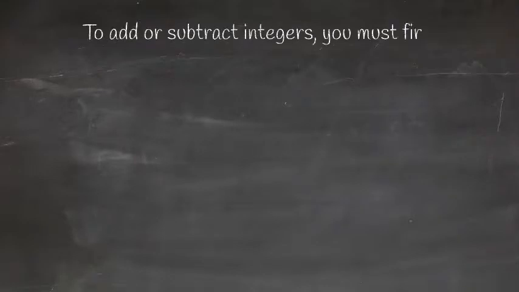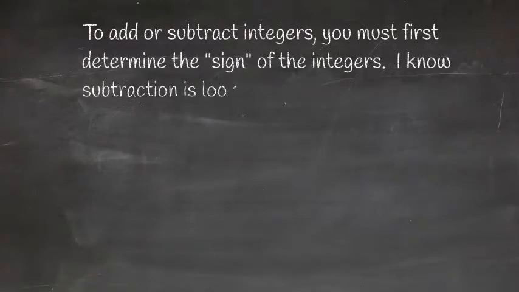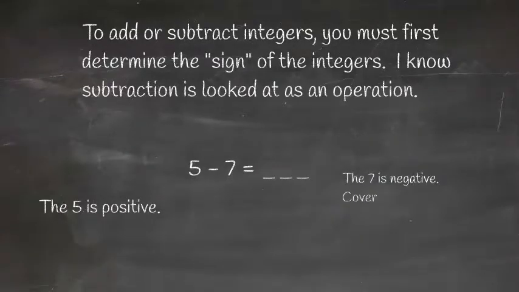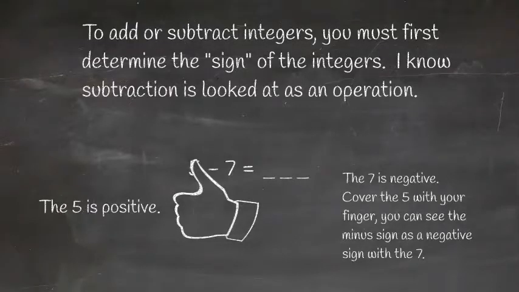To add or subtract integers, you must first determine the sign of the integer. I know subtraction is looked at as an operation. In the problem 5 minus 7, the 5 is positive. The 7 is negative. Cover the 5 with your finger and then you can see the minus sign as a negative with the 7.